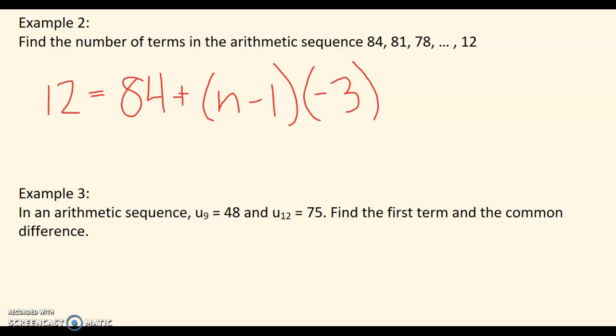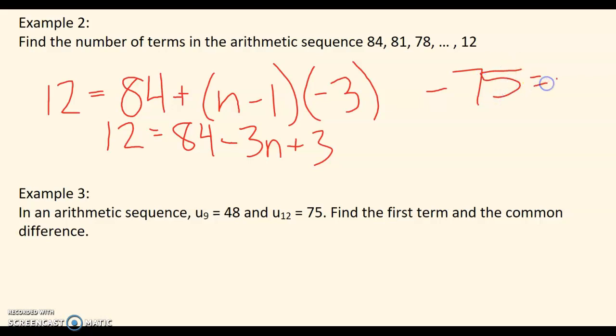So now all we got to do is basic algebra, solve for n. So we have 12 equals 84 minus 3n plus 3. So what would that be? You'd do 9 minus 84 is negative 75, equals negative 3n. So n equals 25. Voila. Easy enough.